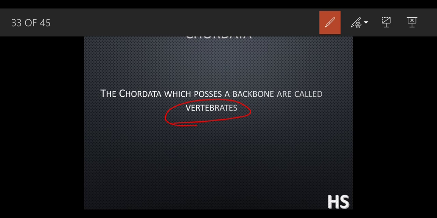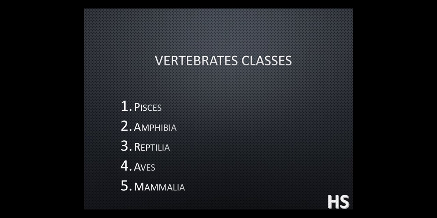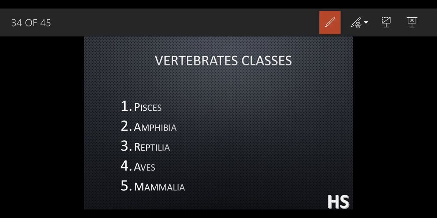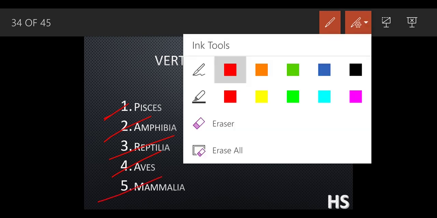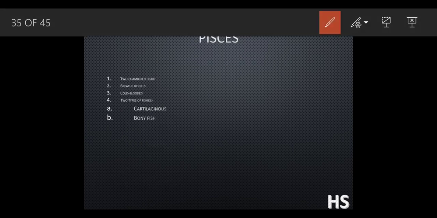Now we are going to study about the different types of vertebrate classes in the chordata phylum. They have been divided into Pisces, Amphibia, Reptilia, Aves, Mammalia. First we are going to discuss Pisces. Pisces means the class which is related to the fishes. All the fishes have been included in this Pisces part.